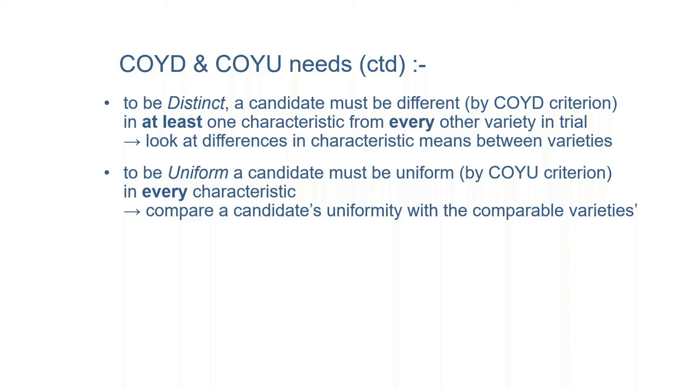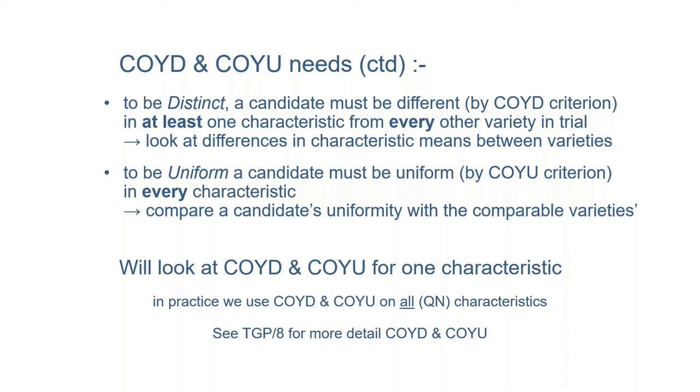Now, so that's distinctness. For uniformity, a candidate has to be uniform in every single characteristic. So for this, we assess a candidate's uniformity and we compare that with the uniformity of the comparable varieties. So here we're comparing uniformities. Now, in practice, we look at COYD and COYU on all characteristics, but for my presentation this morning, I'm only considering one characteristic. And also, if you want more information on COYD and COYU, as Manabu has said, it's in TGP8.